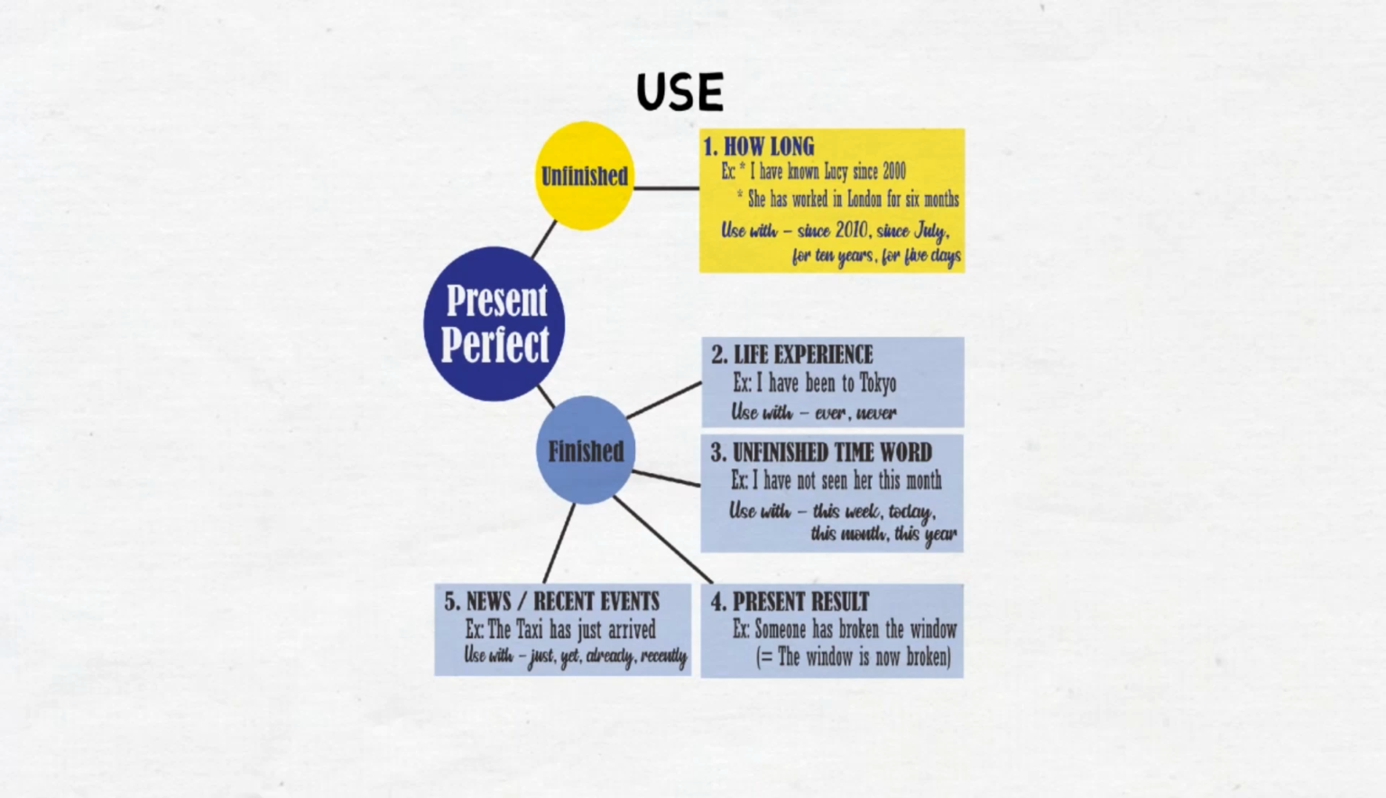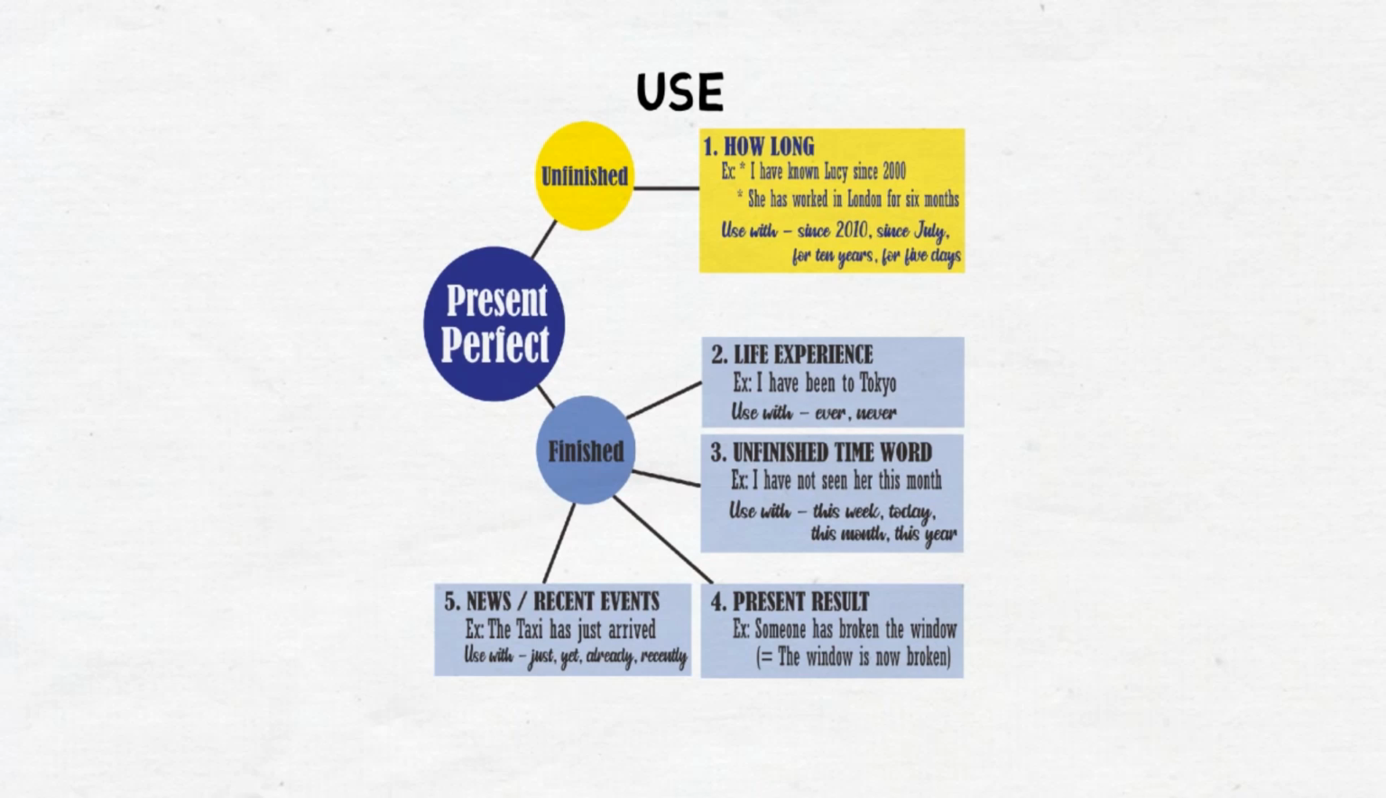Second, life experience. These are events that happen sometime during a person's life. For example, I have been to Tokyo. Third, with an unfinished time word, like this month, this week, today. Don't use yesterday because it's simple past. The period of time is still continuing. For example, I haven't seen her this month.